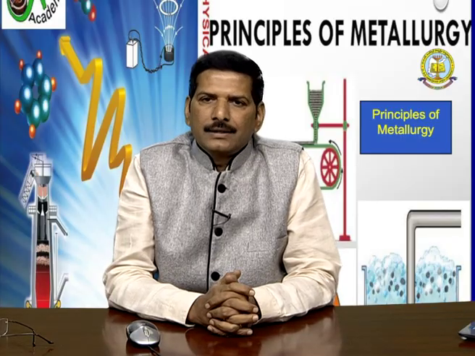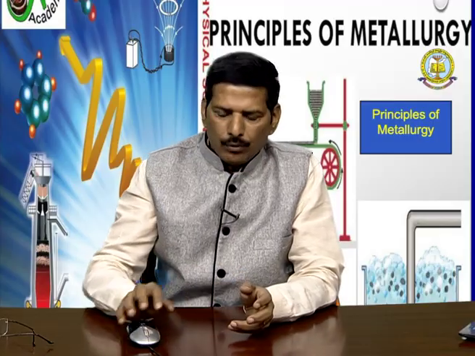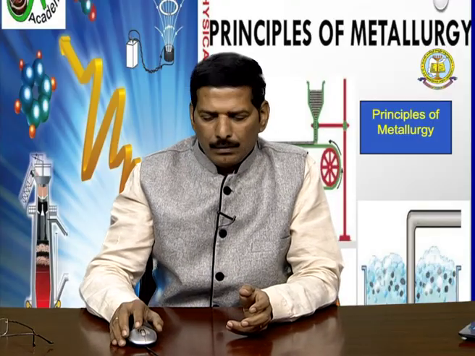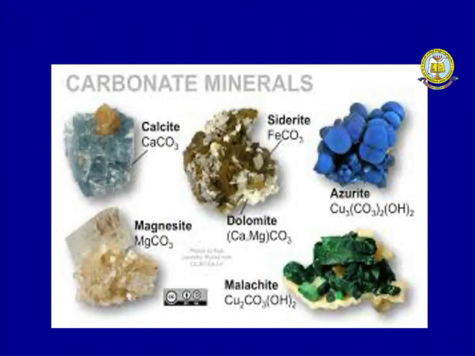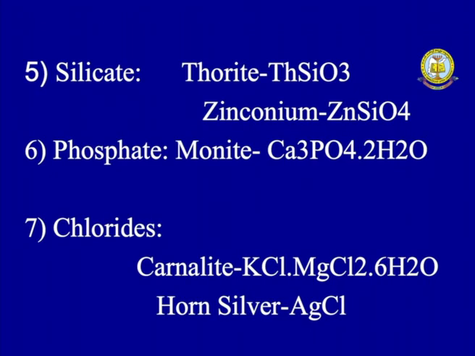And malachite, Cu2CO3(OH)2. Here copper is available in these minerals. And these are the images of carbonate minerals. You see these are malachite and others. And now go to silicates, thorite and zirconium, and phosphate and chloride, the carnallite. The famous one, carnallite, KCl.MgCl2.6H2O. It is a double salt.